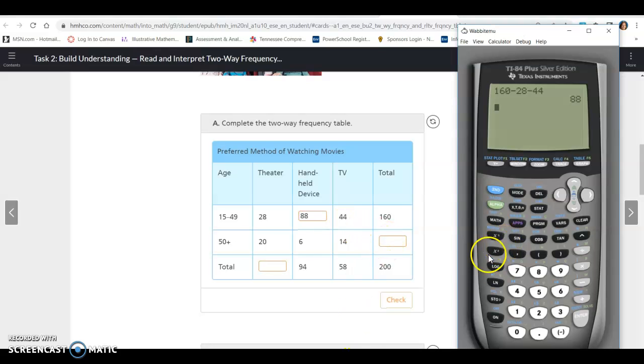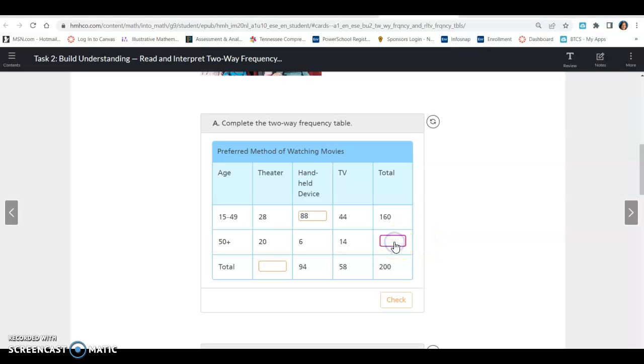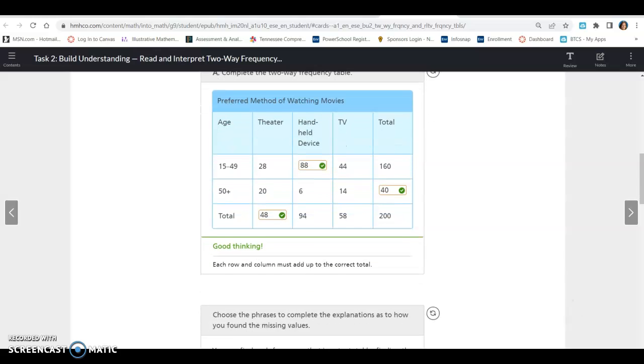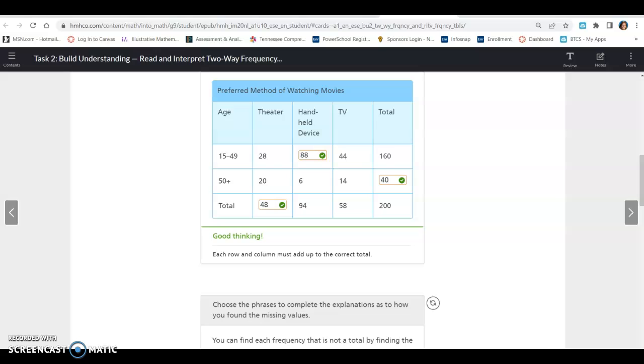All right, for the next row, we add up the 3 that are given, 20 plus 6 plus 14. Since the one missing is at the end, this is the total that is missing. So they surveyed a total of 50 plus people. And then the theater, this column will total here. So again, 28 plus 20 equals 48. So those are easy to complete if you just know that the rows total at the end and the columns total at the bottom.